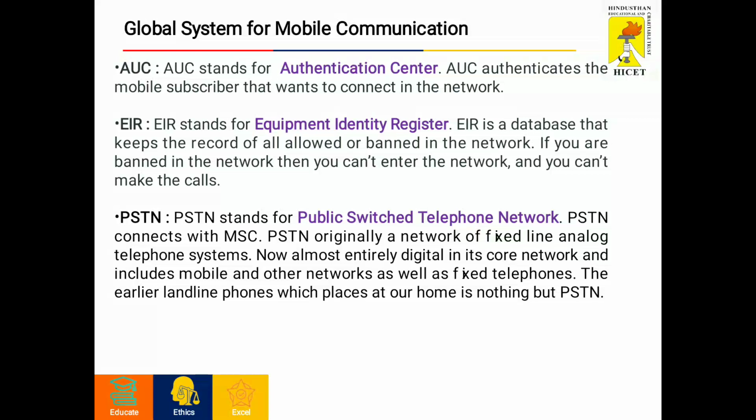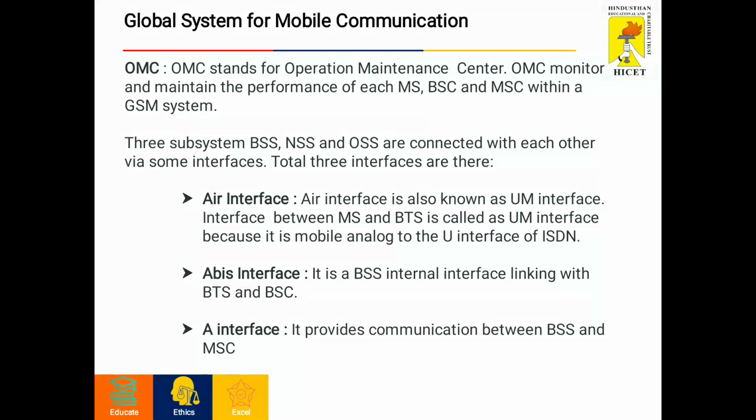Okay, equipment identity register. Then PSTN, finally we have the public switched telephone network which connects to the MSC. So PSTN is originally a network of fixed-line analog telephone systems, now almost entirely digital in its core network, and includes mobile and other networks as well. Fixed telephones are there. So the earlier landline phones at our home are nothing but our PSTN. Then we have OMC. OMC stands for Operation Maintenance Center. OMC monitors and maintains the performance of each MS, BSC and MSC within the GSM system.